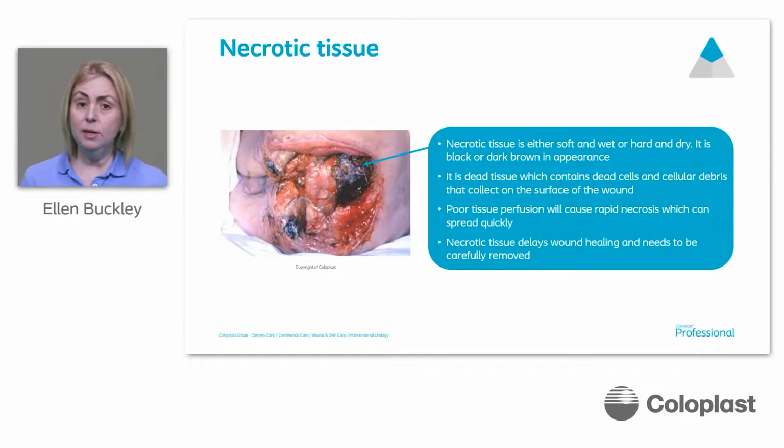So it needs to be removed, but it needs to be removed carefully. And the reason we need to think about removal of necrotic tissue or not removing necrotic tissue is that we know we need a blood supply for a wound to be able to heal, because our blood supply brings nutrients and oxygen to the wound, which will help with that granulation tissue filling in that wound and that wound progressing towards healing.